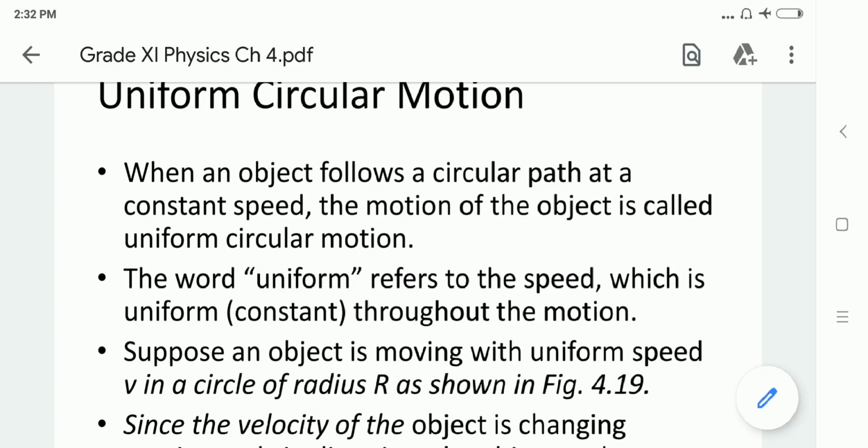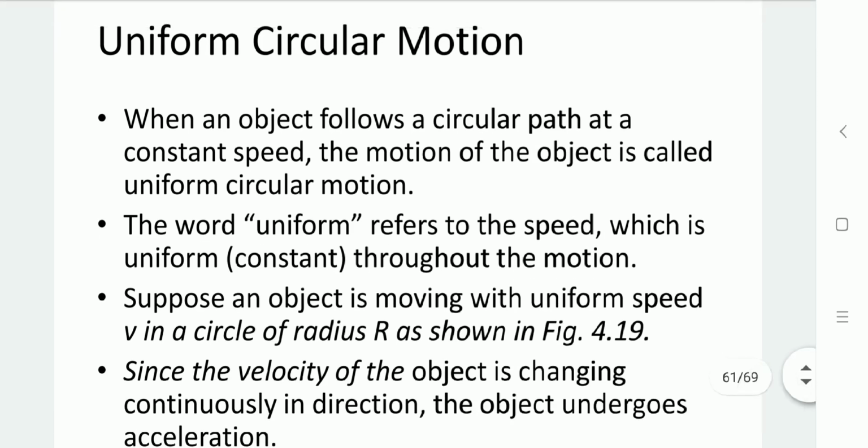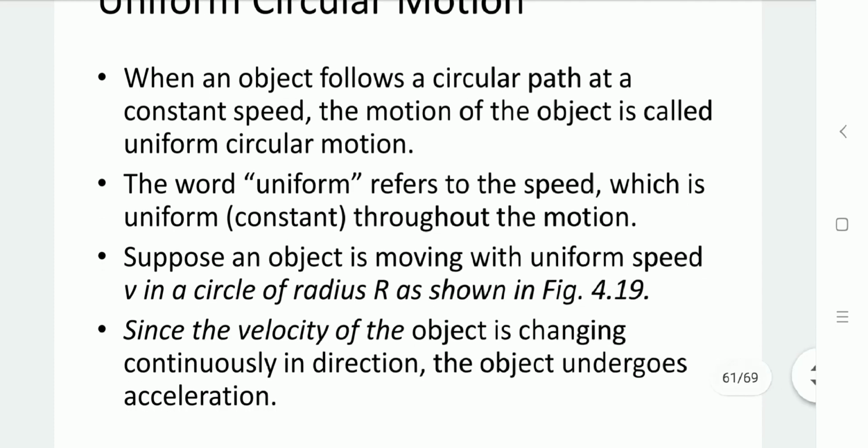Here, let us define a velocity. It has a speed v within the radius r. Here, the velocity is going to change as the direction changes. Velocity has two components, speed and direction.